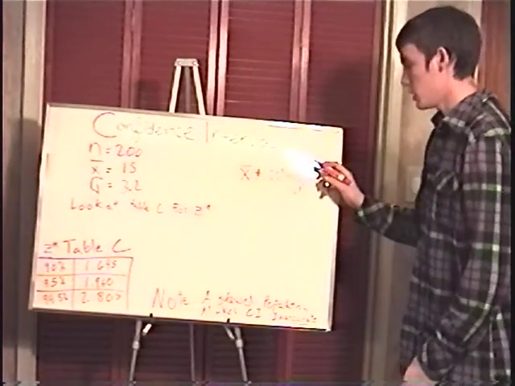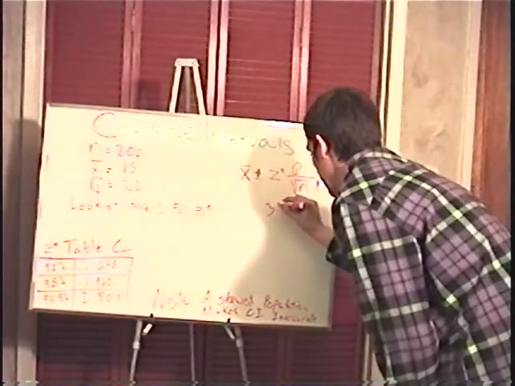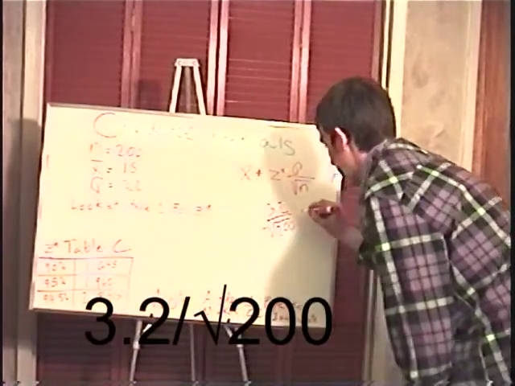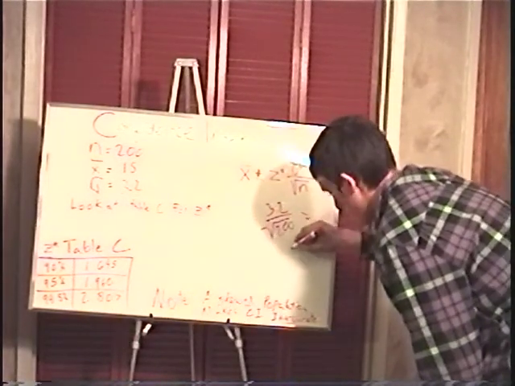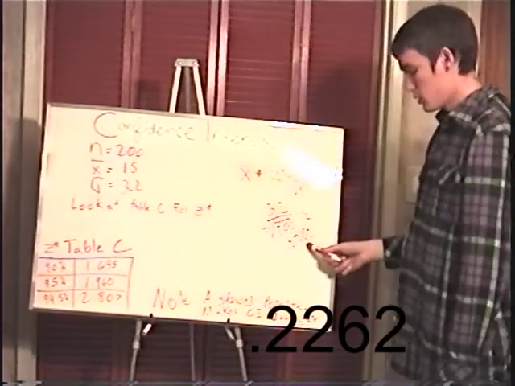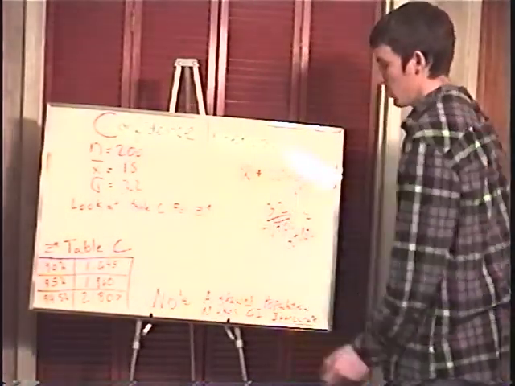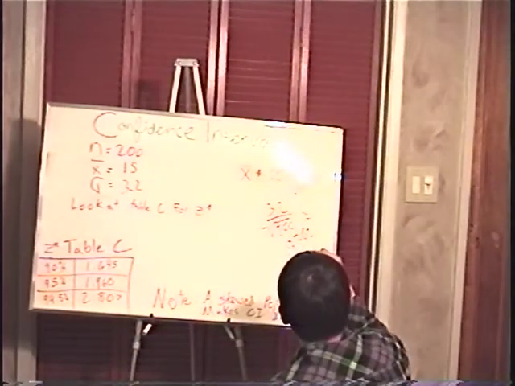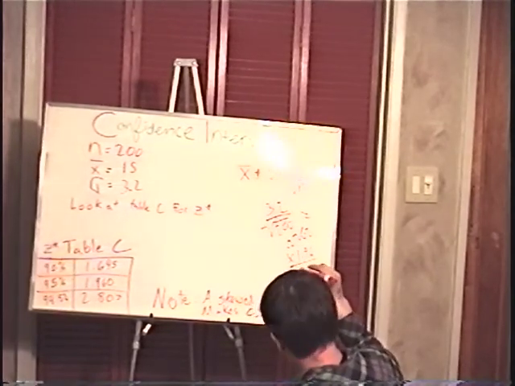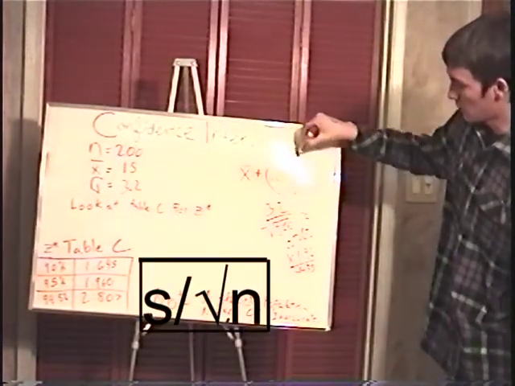To calculate it, first use your calculator to divide the standard deviation, which is 3.2, by the square root of 200, which equals 0.2262. Then multiply that by the 95% z-star, which is 1.96, and it equals 0.4435. And that is what you're trying to figure out for this area right here.